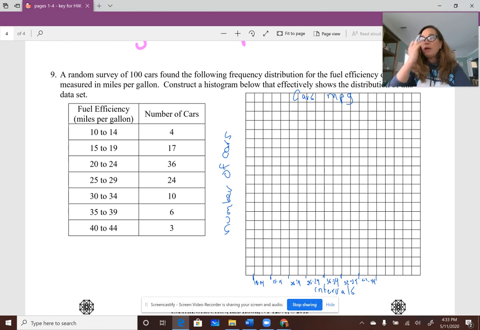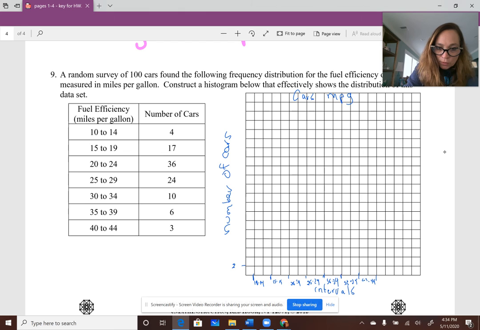Okay, so now when it comes to scale, you are not allowed to add extra boxes because you didn't plan properly. So you always want to make sure that you plan properly, because that actually deducts points, okay? So now my highest number here is 36, so I totally can't count by ones. 1, 2, 3, 4, 5, 6, 7, 8, 9, 10, 11, 12, 13, 14, 15, 16, 17, 18. 18 boxes there. So I'm going to go by 2s, guys.